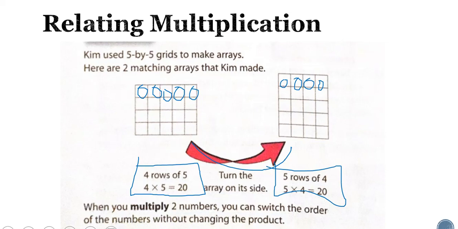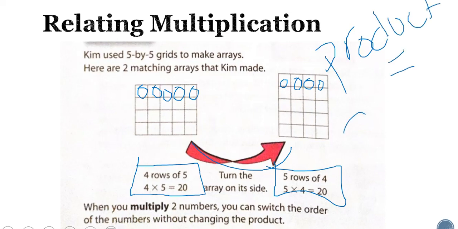When you multiply two numbers, you can switch the order of the numbers, and that doesn't change the product. And remember that product is the same as answer. So product equals answer. Important things. So it doesn't matter, you can switch them around. 4 times 5 is the exact same as 5 times 4.